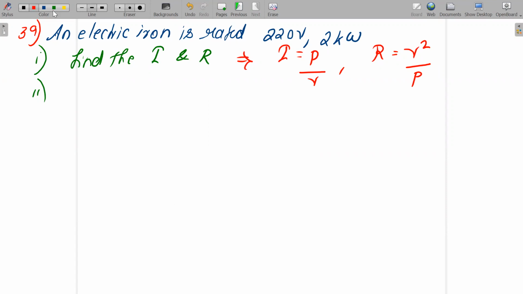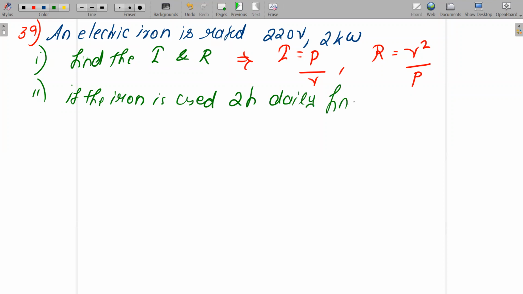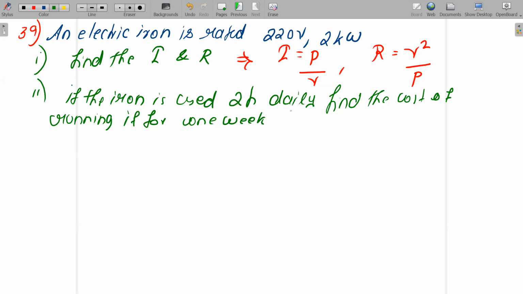Now second question they can ask, if the iron is used 2 hours daily, find the cost of running it for 1 week if it costs 4.25 per kilowatt hour.